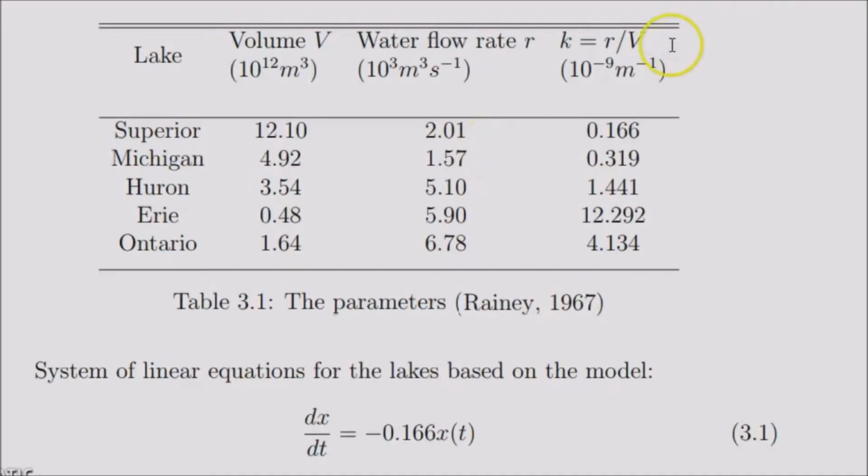As I had mentioned before, k equals r over v. So as an example, for Lake Superior, v equals 12.10 and r equals 2.01. So we get k equals 0.166. This value we substitute into our model, so we get dx over dt equals negative 0.166 x(t).